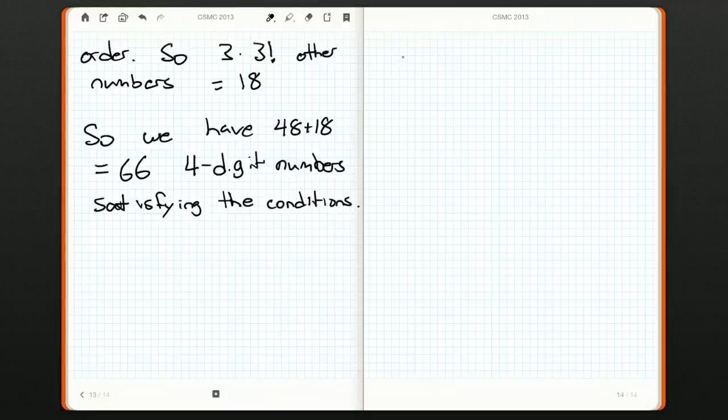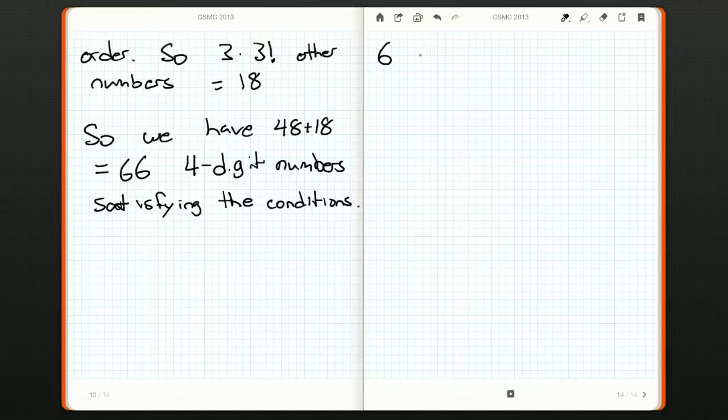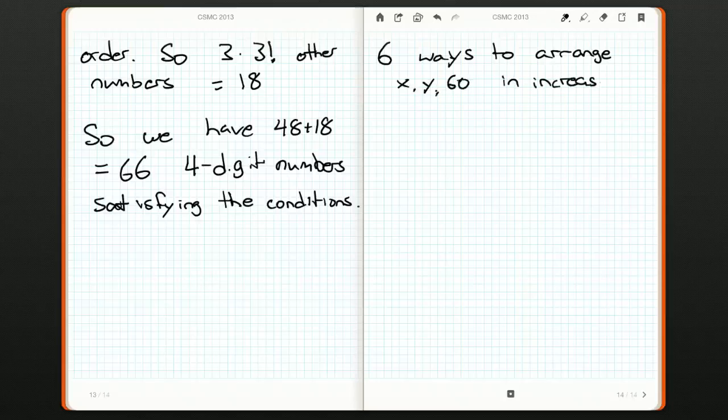So, what can we have? There's going to be 6 ways to arrange these numbers. That's just 3 factorial. Now we don't know if any of these are equal to 60, so we're going to have to put less than or equal signs there. So we could have x less than or equal to y less than or equal to 60. We can have x less than or equal to 60, but 60 less than or equal to y.